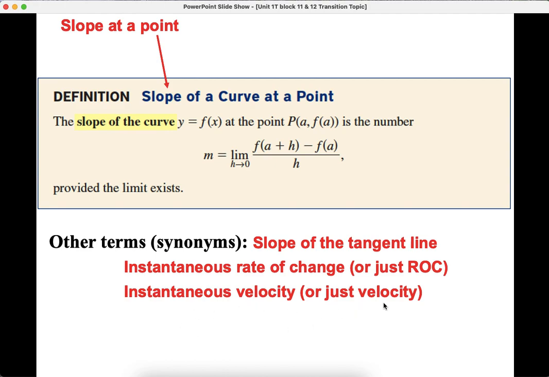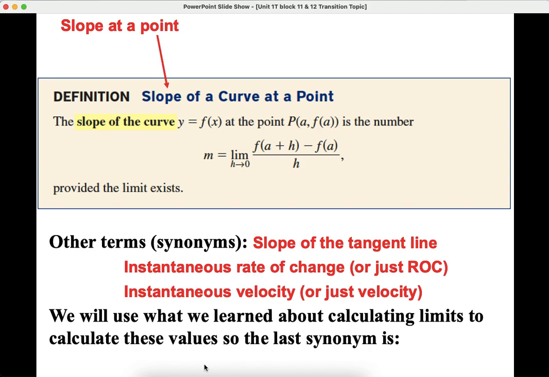We call it the instantaneous velocity, or just velocity. We tend to drop these instantaneous descriptors when we're implying it's instantaneous, if average isn't there. So we're going to use our limit strategies to calculate these values, because we now have a limit process. And so I call this the limit method.